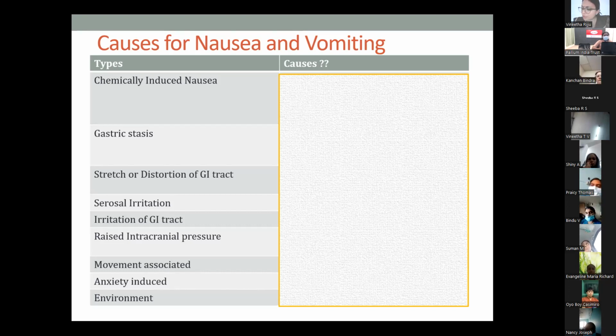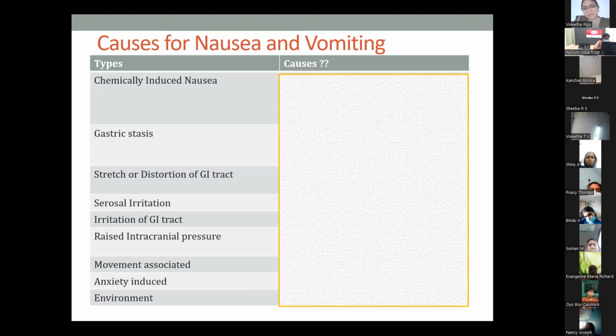Now, irritation of the GI tract. Irritation of the GI tract can be because of drugs. Some of the common drugs that you give for pain, the NSAIDs like Voveran and Brufen, can irritate the mucosa, which can cause nausea and vomiting. What about raised intracranial pressure? Where will you see raised intracranial pressure in your patients?